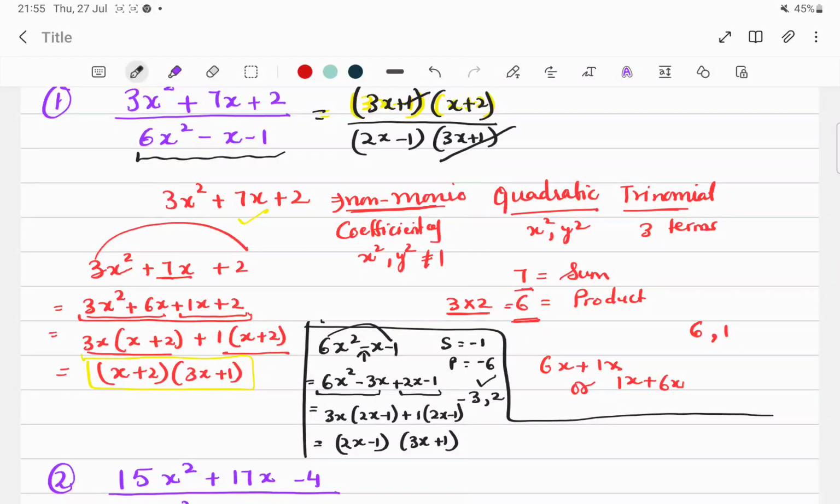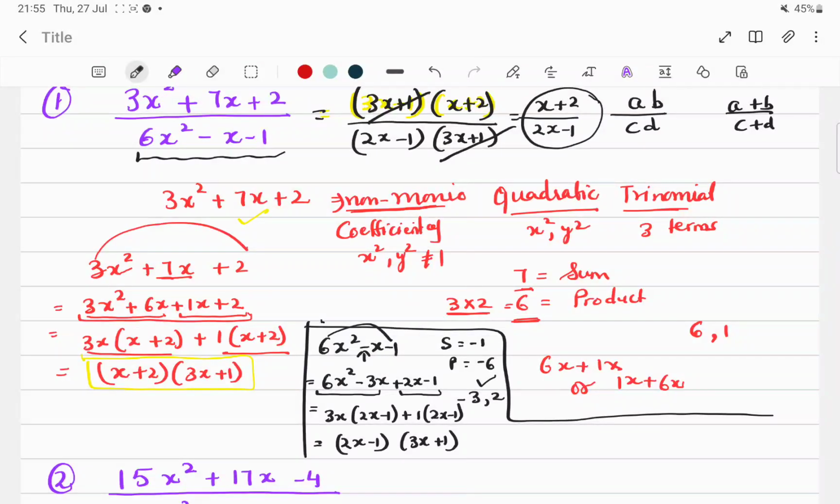So 3x plus 1 and 3x plus 1 can cancel, because they are in the form of multiplication. When you have factors like a times b over c times d, you can think of simplifying. But if something is a plus b over c plus d, you cannot cancel anything. Okay. So now I got x plus 2 divided by 2x minus 1. So this is my final answer.